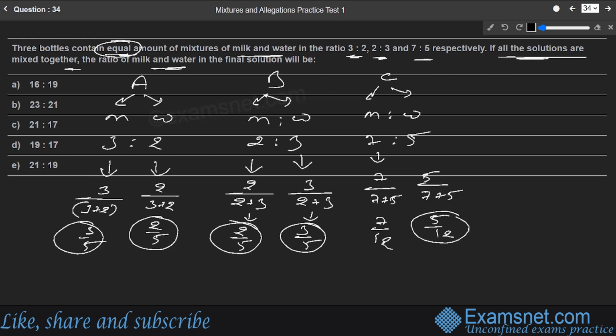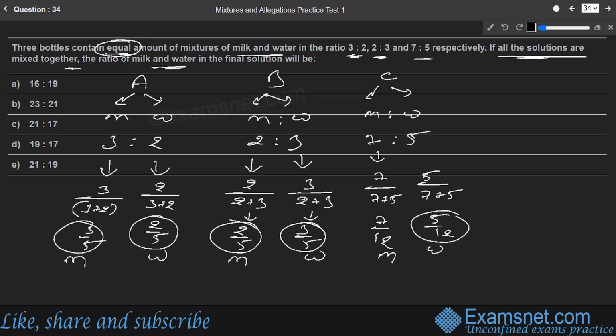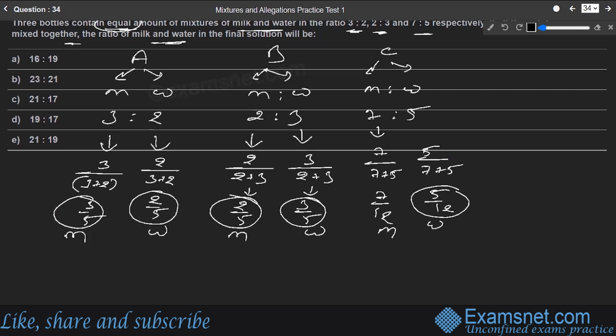So these three are the milk composition. If you notice, this is milk composition, this is milk composition, and these three are the water composition. Now they say they are being mixed up, and after the mixing, they want us to find out what is the respective ratio now of milk to water.